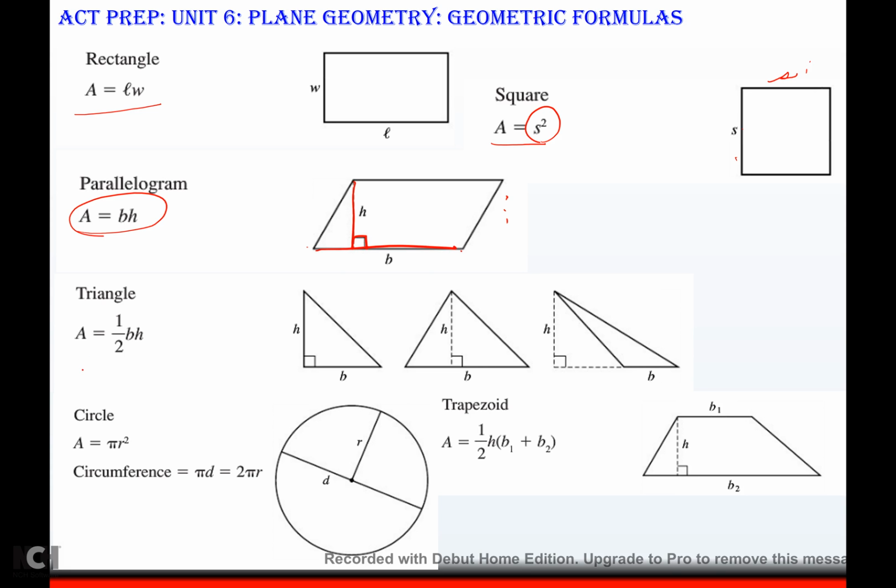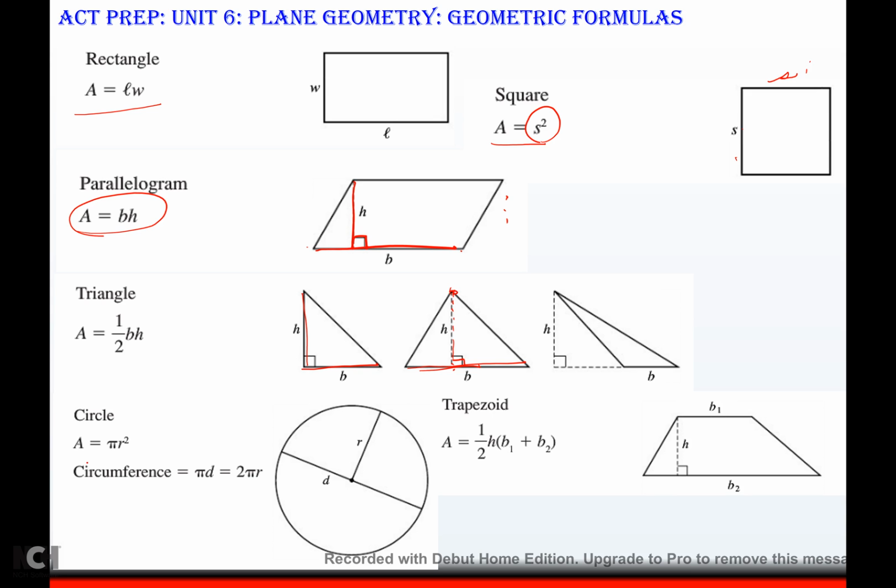Your triangle is 1/2 base times height. In a right triangle, your base and your height are your two legs. In a scalene triangle, again, your height isn't one of the sides. It has to be the perpendicular distance from the base to the opposite corner.